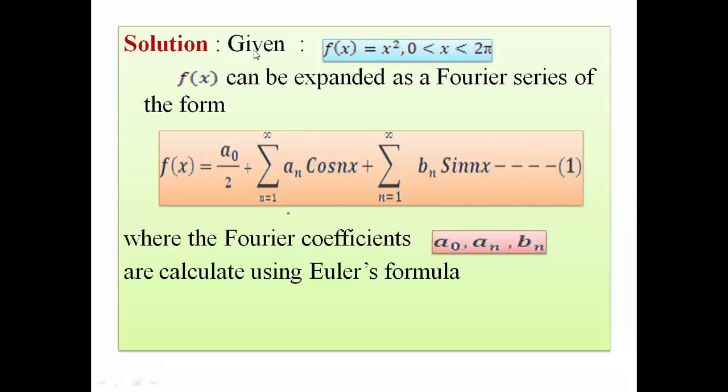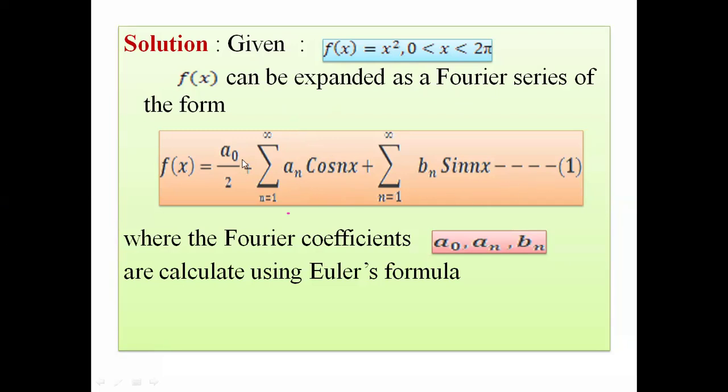First you have to write the given. What is given? F of x is equal to x square, 0 less than x less than 2 pi. F of x can be expanded as a Fourier series of the form f of x. First you have to write the formula, and take that as equation number 1.